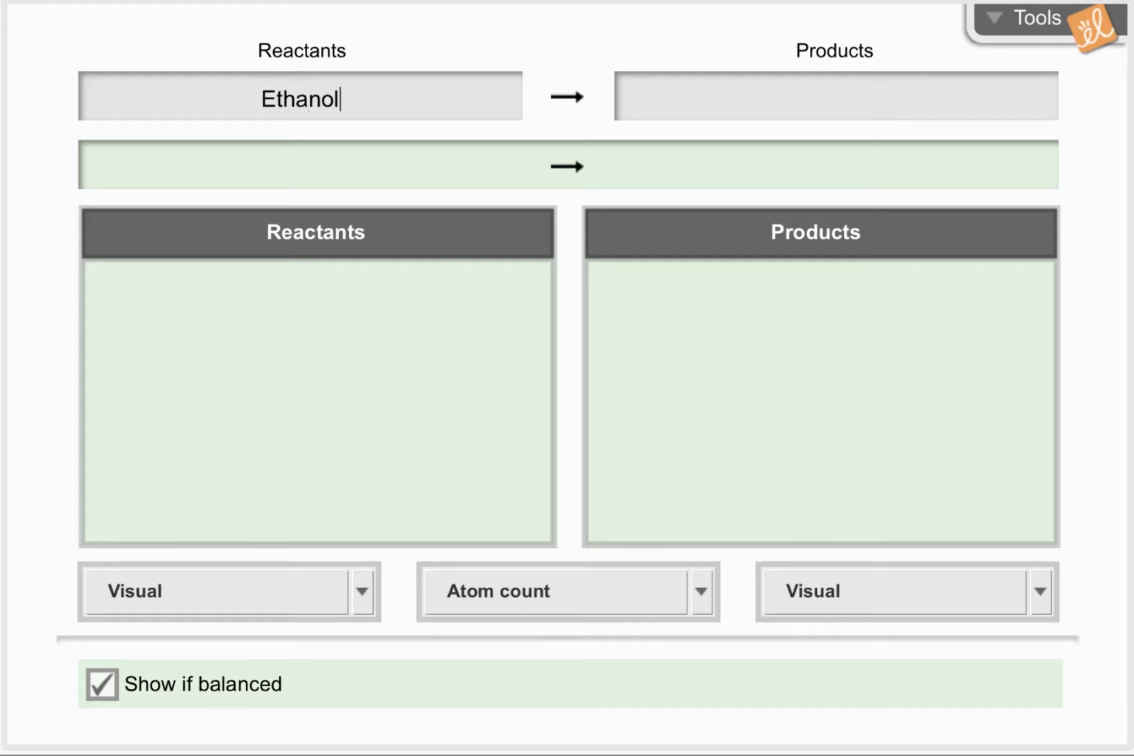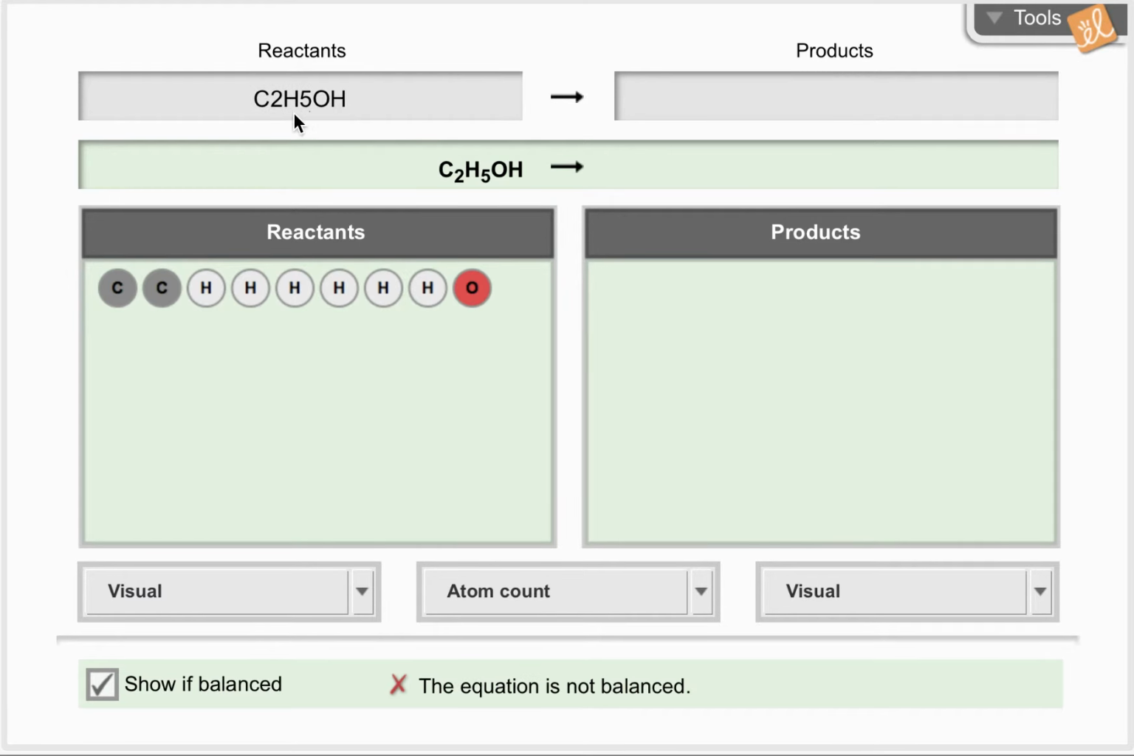Now, ethanol is actually C2H5OH. Another way that you could write this is C2H6O. I prefer this way just because of the way that the atoms are actually arranged. Now on our product side, we know that we have carbon dioxide, or CO2, and we also have water, H2O.